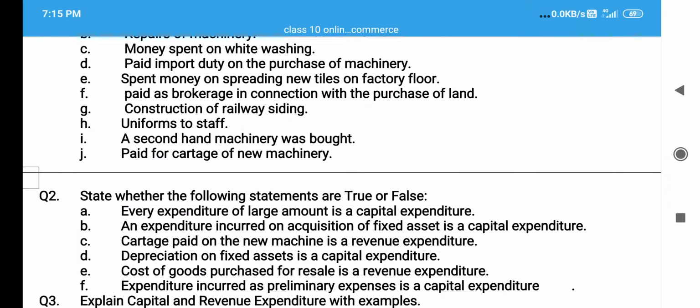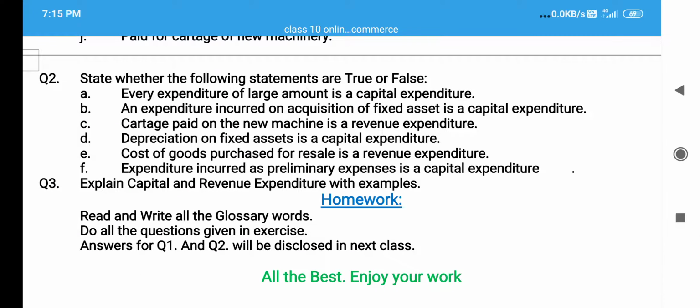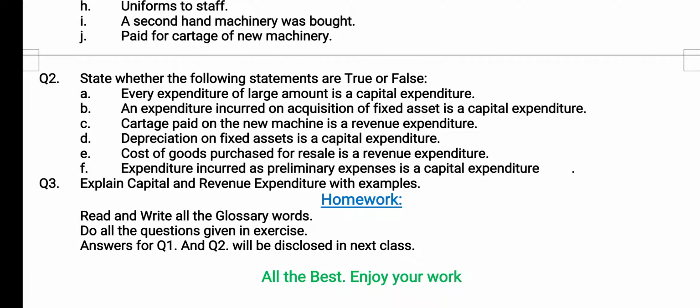After doing that, I have given the homework that you have to read and write all the glossary words and do all the questions that I have given you in the exercise. I will discuss the answers to these questions in my next class, and I will send you the PDF file also in which you can find the answers to these questions.